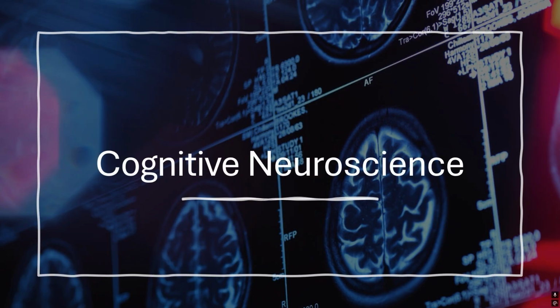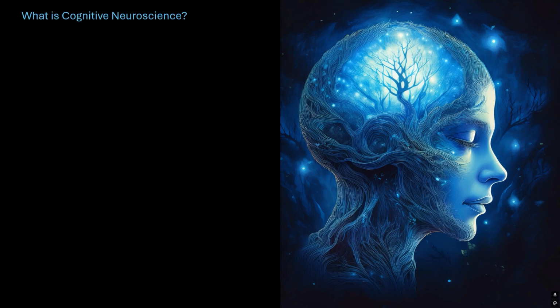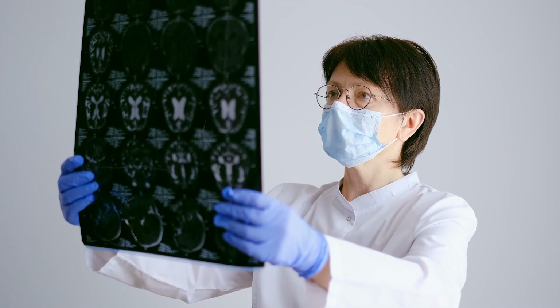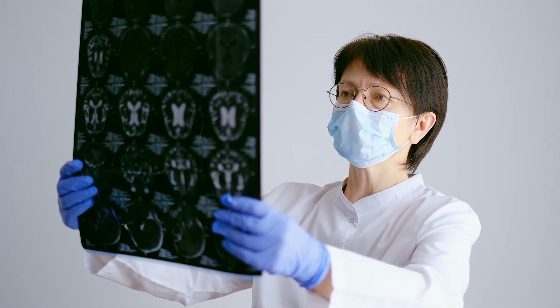So starting off, let's get a better understanding of what cognitive neuroscience is. Cognitive neuroscience is the scientific study of how brain structures and brain function are linked to cognitive processes, things such as memory, attention, perception, language, thinking, and decision making. So it combines two key things: cognitive psychology, which is how we think, and neuroscience, which is how the brain works biologically. So structure and function of the brain relates to behavior.